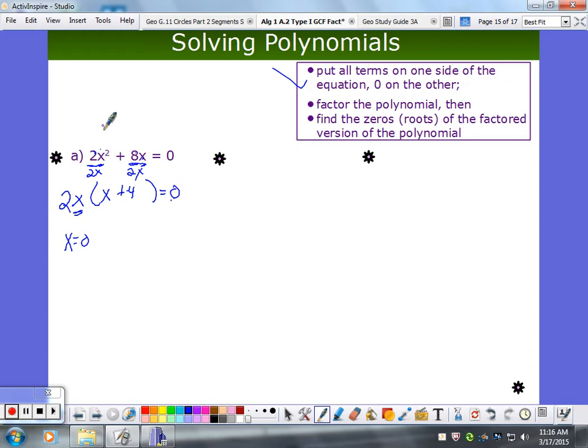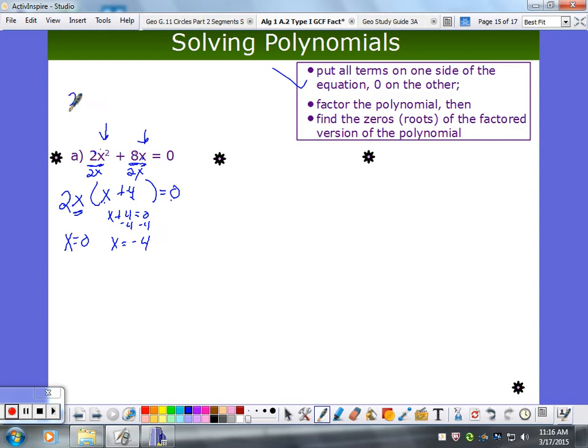Let's plug it in here. What happens when you plug in a 0? That becomes a 0. That becomes a 0. Does the equation become true? Yeah. Okay. Now when does x plus 4 equal 0? Subtract 4. What do you get?